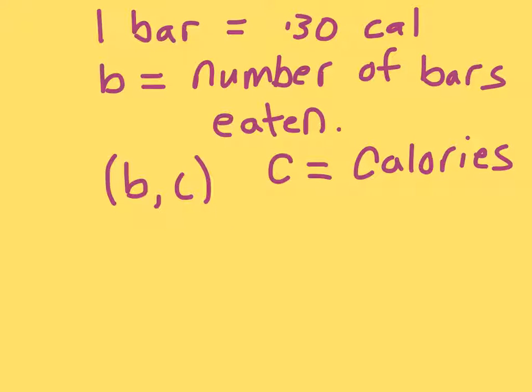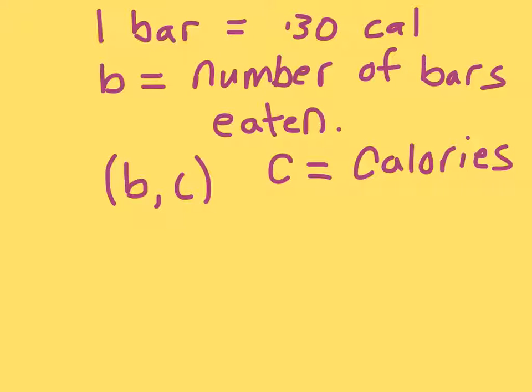Alright, example number 2 reads like this. A cereal bar contains 130 calories, which I have up here. If you eat 1 bar, you're going to consume 130 calories. And the number of calories, C, consumed is a function of the number B of bars that you eat. We need to graph the function, and then we need to tell whether or not this is discrete or if this is continuous. So let's think this through.